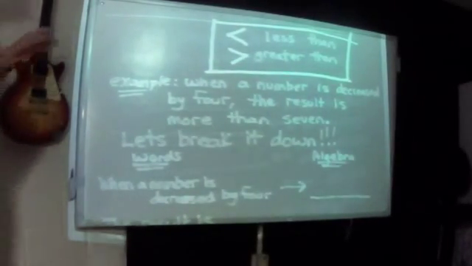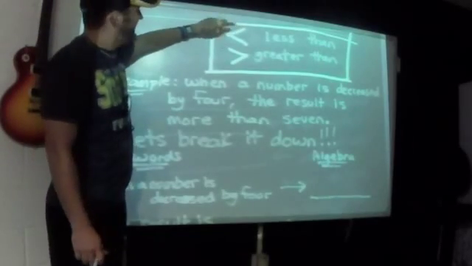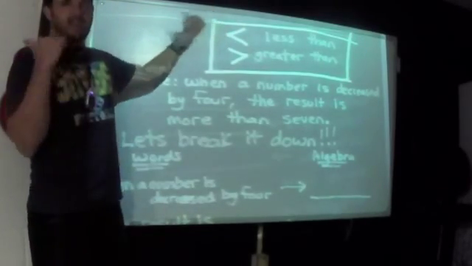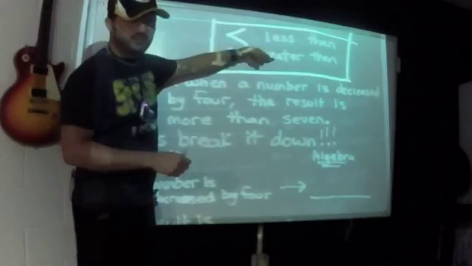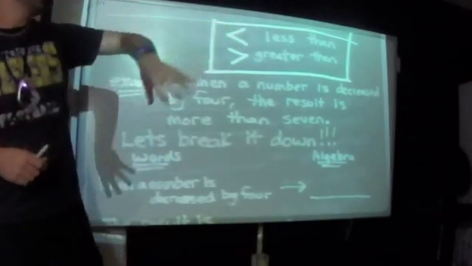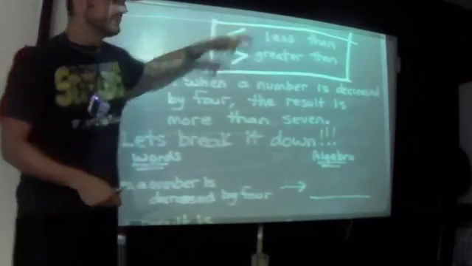A couple of reminders. You need to know the less than sign is the arrow that points left. And if it points right, it's greater than. So if you read words that say less than, I need one of these.